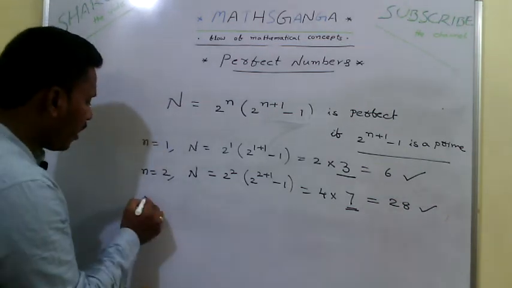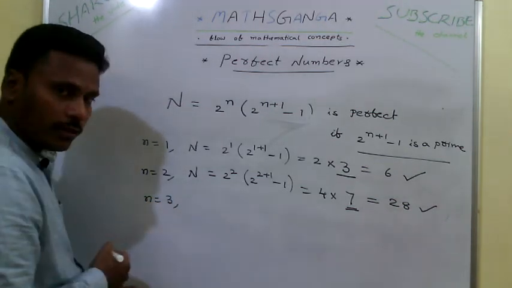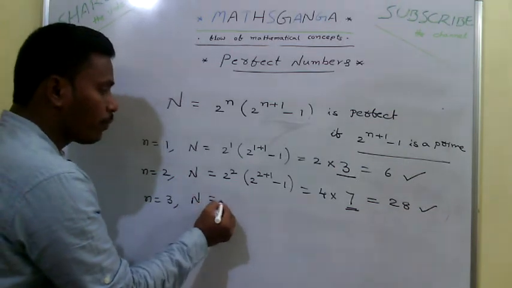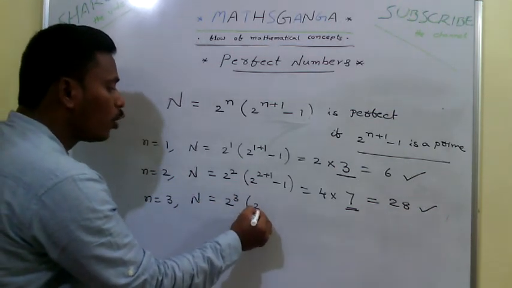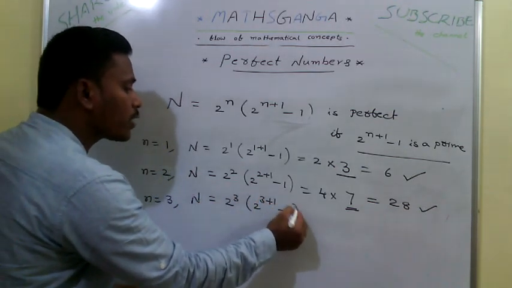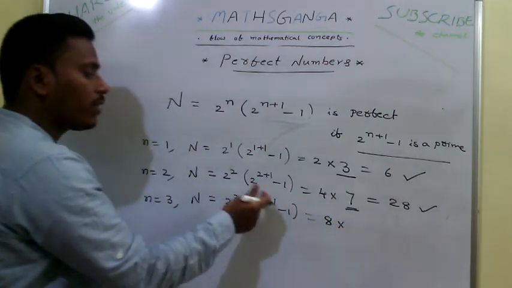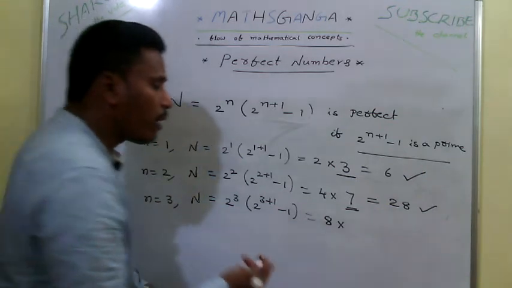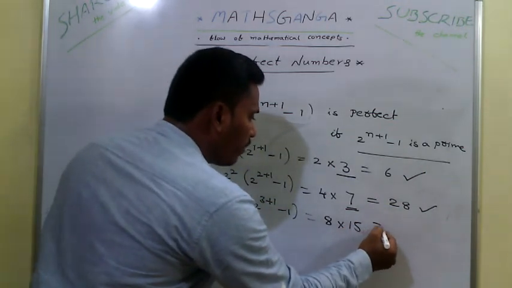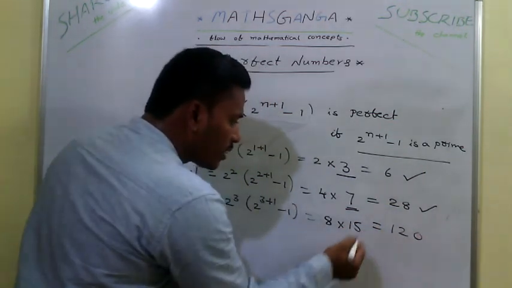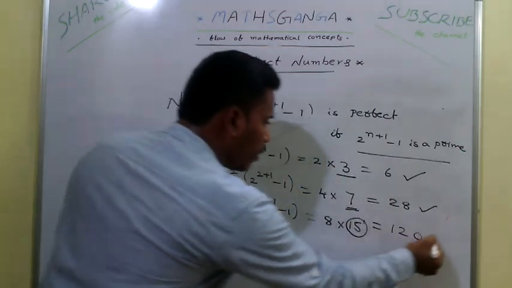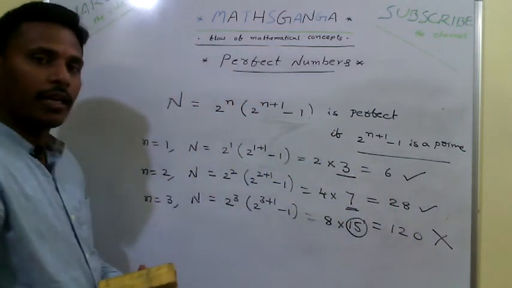In the same way, if you take n equals 3, then n equals 2 cube into 2 power 3 plus 1 minus 1. See, this 2 power 3 is 8, and 2 power 3 plus 1, 2 power 4, is 16, minus 1 is 15. 15 into 8 is 120. Since this 15 is not prime, 120 is not a perfect number.